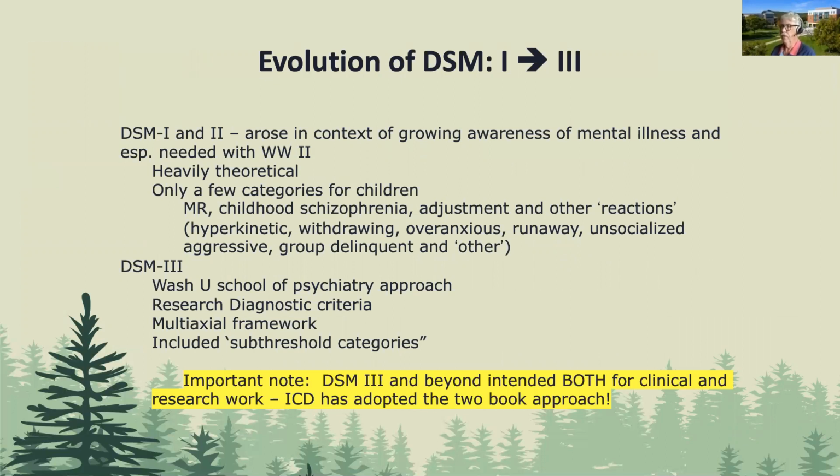So from DSM-1 to DSM-3, DSM-1 and 2, these were very heavily influenced by theory. There were only a few categories available for children: mental retardation, childhood schizophrenia, adjustment reactions, and a number of other reactions. Autism was not officially recognized. It was thought to be a form of childhood schizophrenia.